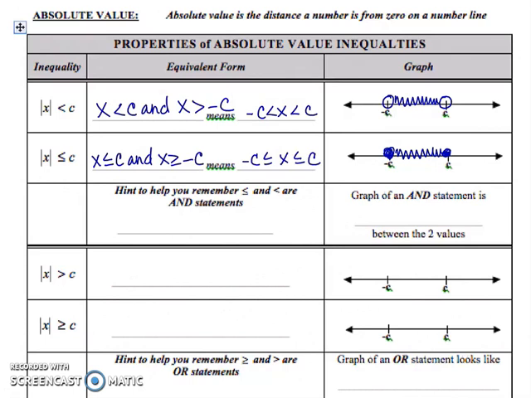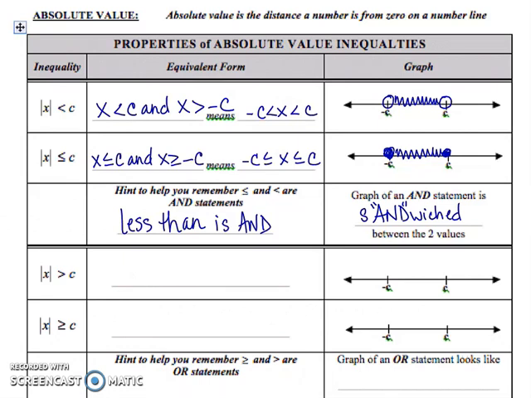The hint to help you remember: less than or equal to and less than are and statements. It's a little rhyme here. Less than is and. And a graph of an and statement is always sandwiched between the two values. So you can see the word and is in the word sandwiched.